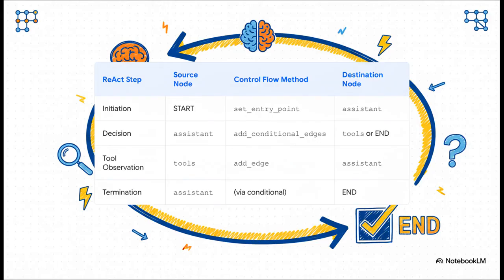Yeah, this table just lays it all out perfectly. You can see exactly how those LangGraph functions map to the agent's thought process. Set entry point gets the ball rolling. Add conditional edges is the brain making the choices. And good old add edge is the workhorse that just closes that loop every single time.